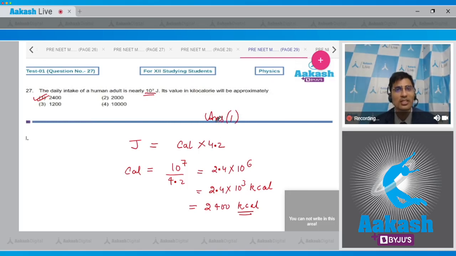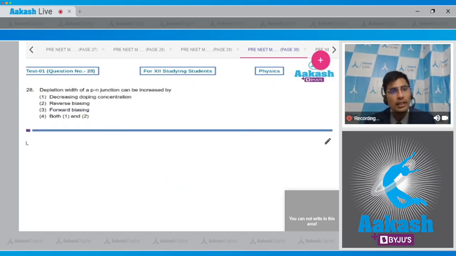Now let us move to question number 28. In question 28, it says that the depletion width of a PN junction can be increased by first, decreasing doping concentration, second, reverse biasing, third, forward biasing, or fourth option which says both 1 and 2.